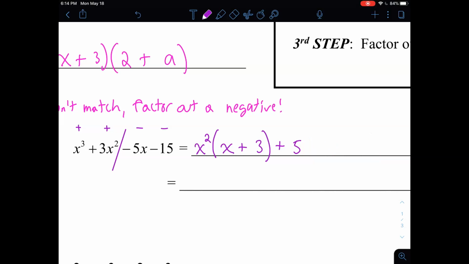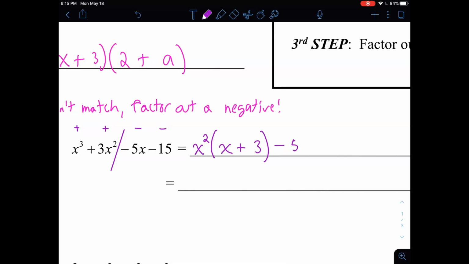what you need to do instead of pulling out a positive, we're going to pull out a negative here, because when we divide by a negative, it's going to change the signs. So we're going to pull out a negative 5. Now what is negative 5x divided by negative 5 going to be? That's going to be x. And what is negative 15 divided by negative 5 going to be? That's going to be 3.